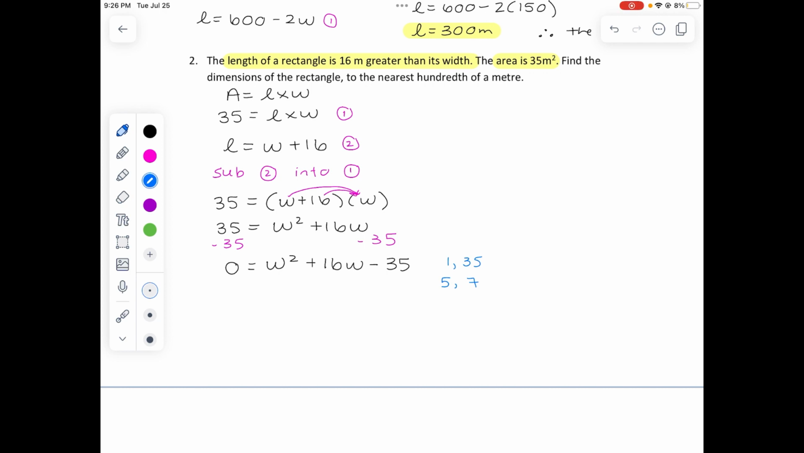So if we were to look at this, the last number is negative, so one of these needs to be negative. But in looking at this, none of these options are going to add to give me 16, so that's telling me this is not factorable. Okay, so I'm going to just erase this here. It's not factorable. I tried, because if it was, then it would be a lot easier.